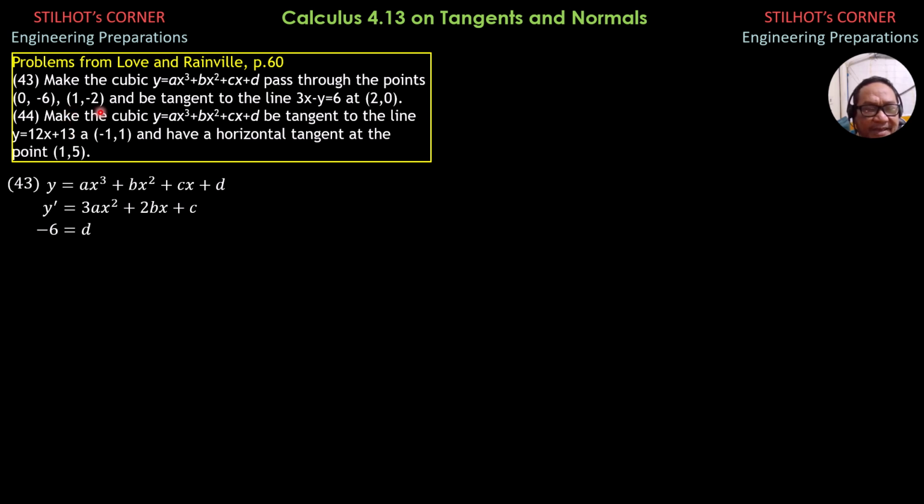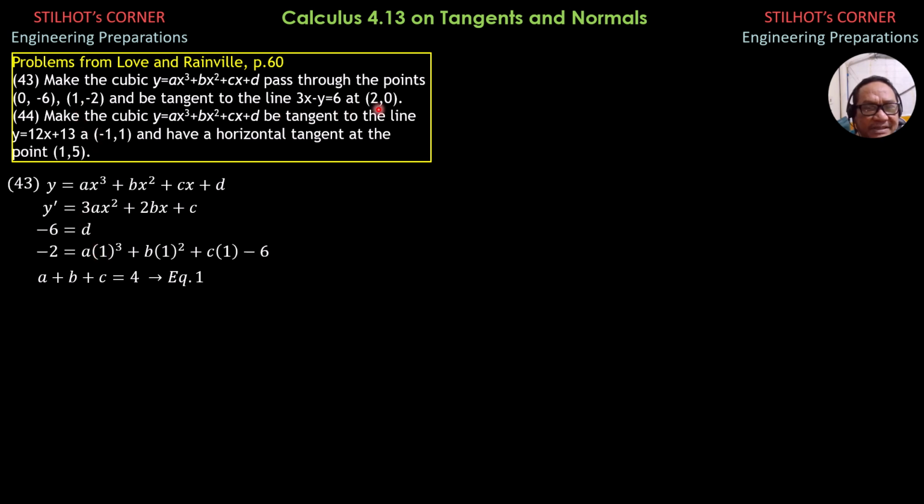Then at (1, -2), we have negative 2 equals a times 1 cubed plus b times 1 squared plus c times 1 plus d, which is negative 6. So let's set up the first equation: a plus b plus c equals 4. And let's call that equation 1. Then for the second point, (1, -2), we already used that.